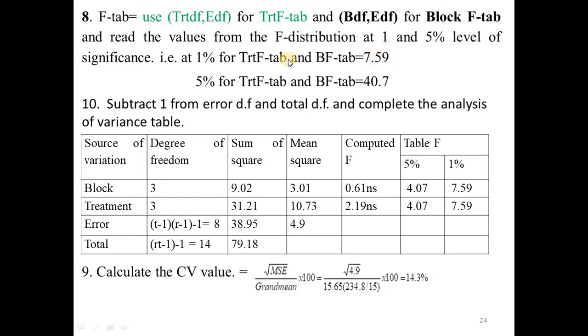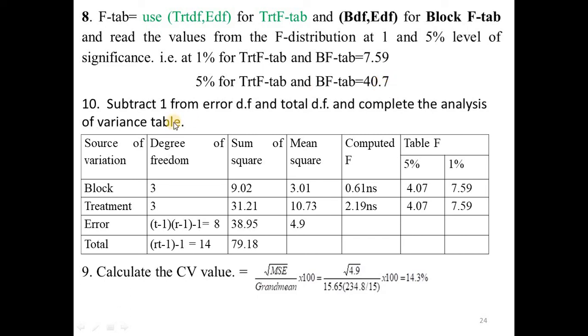7.59, because of the error, and also the treatment number and the block number are similar or equal. We will get similar values from the F distribution table. Similarly at 5%, because of similar treatment degree of freedom and block degree of freedom, we will also have similar values for block and treatment F tabulated, 4.07, not 40, it's 4.07.